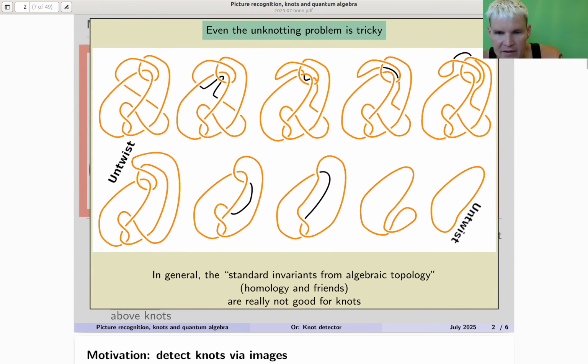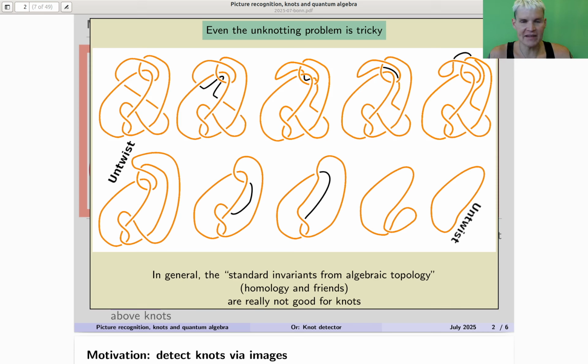So here's the unknot. It's just a nasty picture of the unknot in the top left corner here. And yeah, the various moves to undo the unknot. It's kind of a very nasty picture. So even the unknotting problem, so not just detecting knots, but the easier problem to detect the unknot, is not so clear how you can do it.